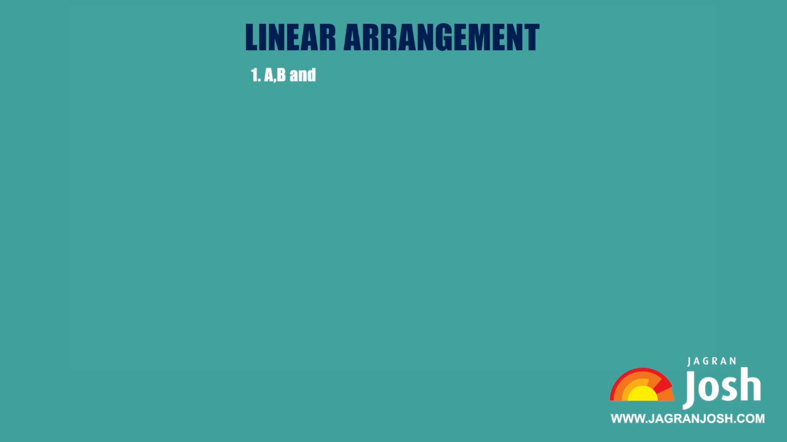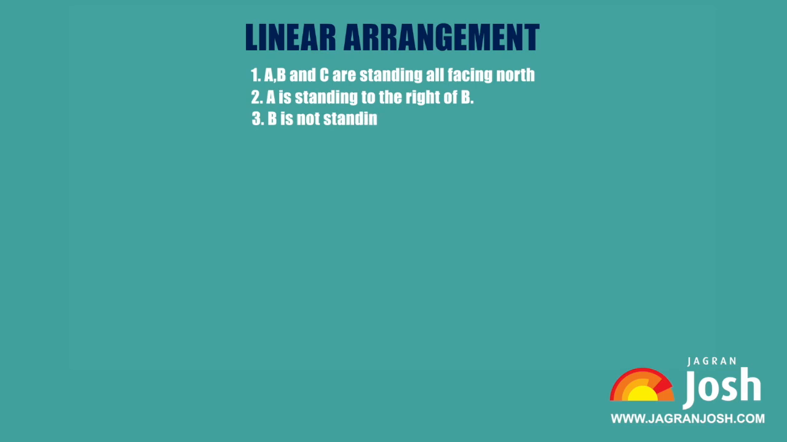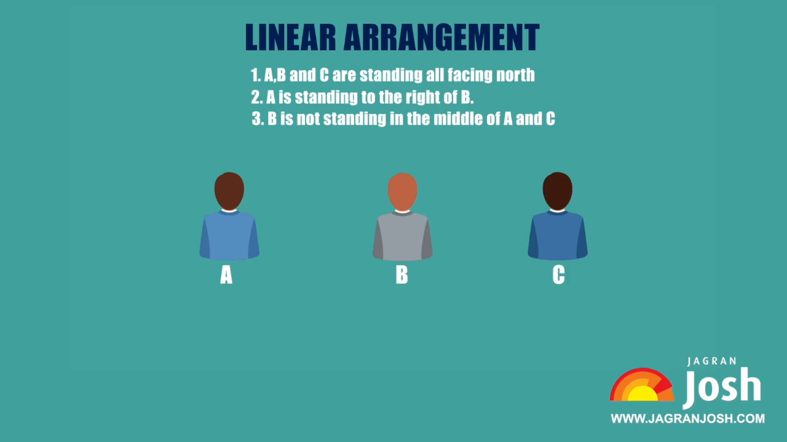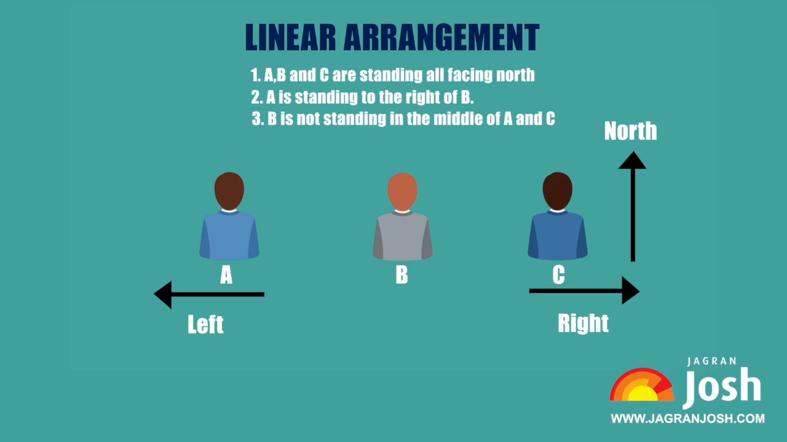A, B and C are standing all facing north. A is standing to the right of B. B is not standing in the middle of A and C. If we see in the statements given above, all the people are facing north. The following people will stand in the following manner. The left and right is taken according to the direction in which the persons given in the question are facing. If nothing is given, we can take all people are facing north. If we see the final arrangement of the given persons, it will be as follows.